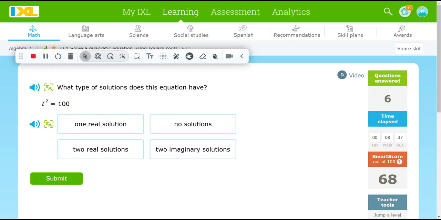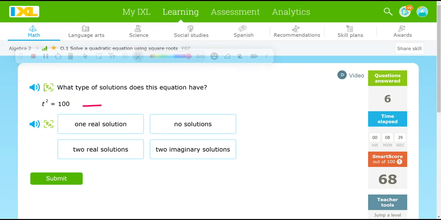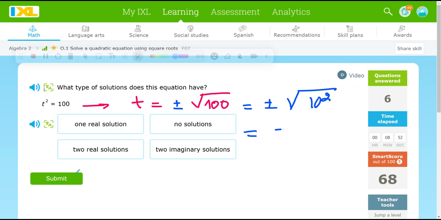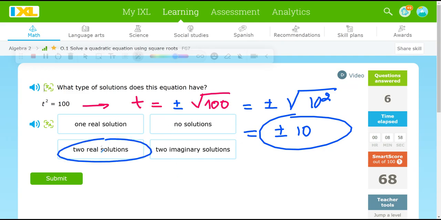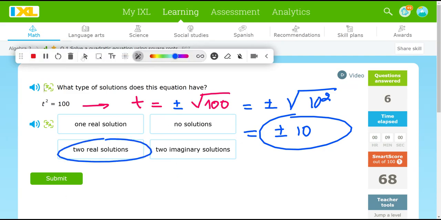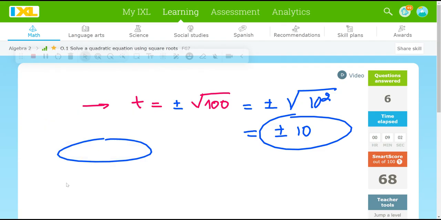All right, next one, easy, ready to go. You just take the square root on both sides and then you're done. So t equals the square root of 100. Again, do not forget plus minus. 100 is 10 squared. So the answer is plus minus 10. So you got 2 real solutions. I put here 2 real solutions. Submit, done.